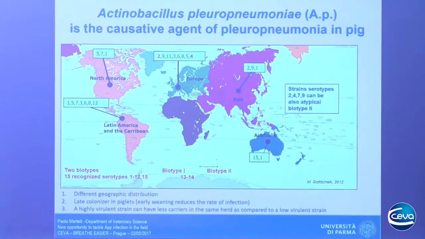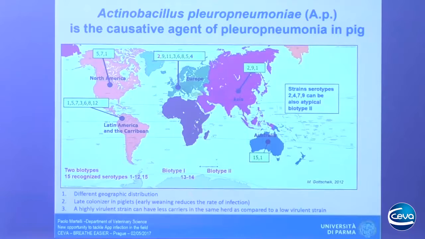We start with the first part, APP. APP or AP, it depends. As the causative agent of pleuropneumonia in pigs, you know that we have different geographic distribution, different continents, different serotypes, two different biotypes of this microorganism. It's considered a late colonizer of the respiratory tract.